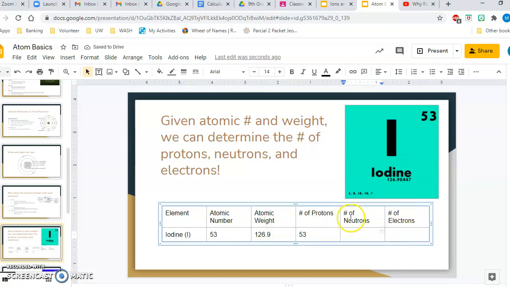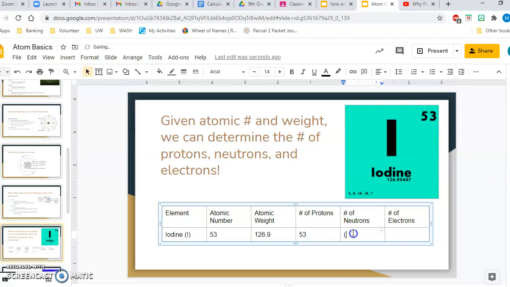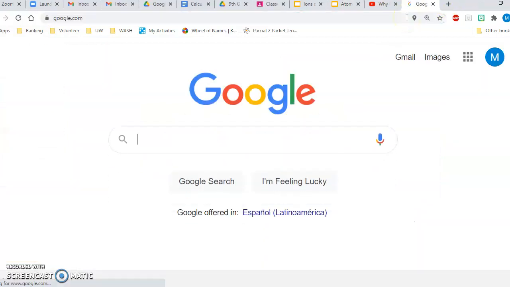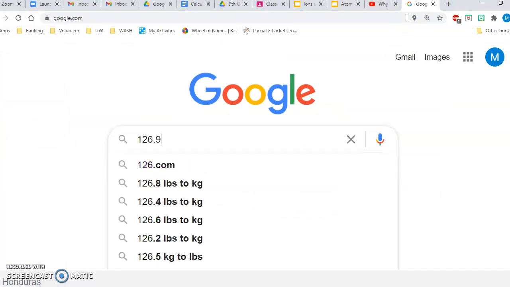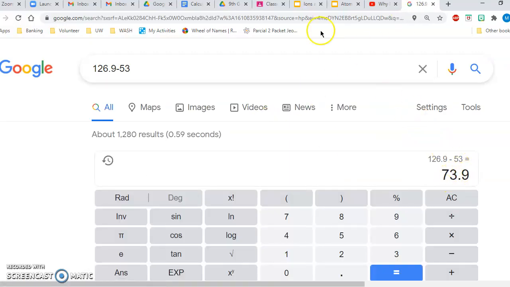And then the way we find our number of neutrons is we said they're the same weight as our number of protons. So what we can do is take our atomic weight, so let's do 126.9, and subtract our number of protons, 53, to find our number of neutrons. I cannot do that very quickly in my head, so I'm going to do it using a calculator. So 73.9, but we're going to round up to 74.